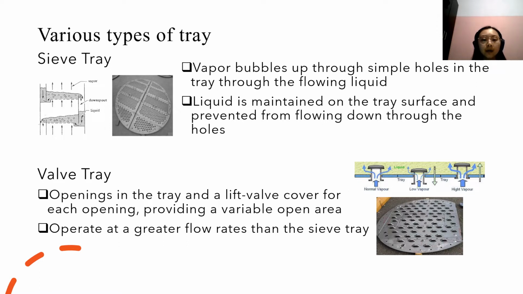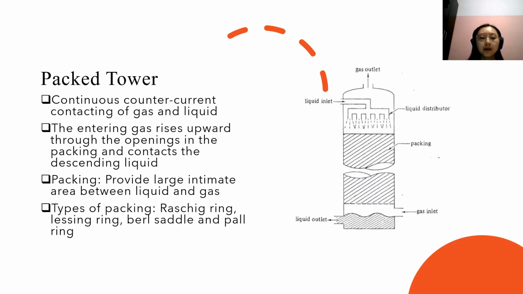Valve tray is a modification of the sieve tray which consists of openings in the tray and a leaf valve cover for each opening, providing a variable open area which is varied by the vapor flow, inhibiting leakage of liquid down the opening at low vapor rates. It can operate at a greater flow rate than the sieve tray with a cost of only about 20% higher than a sieve tray.